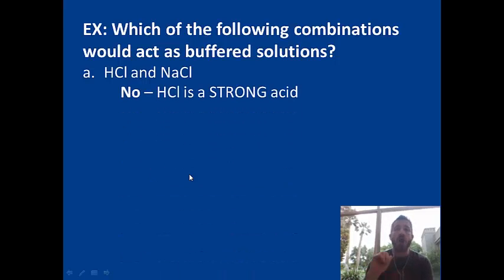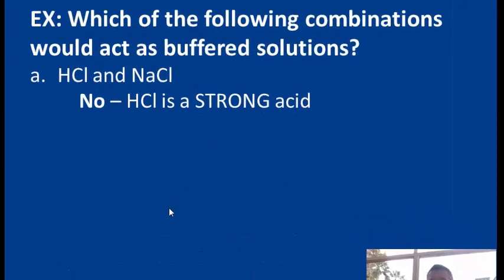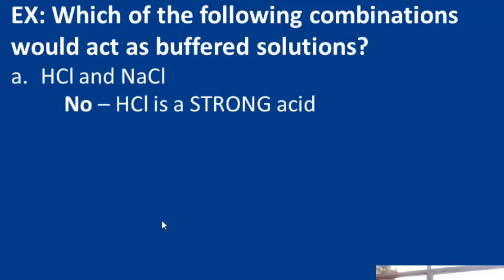Hopefully you said no. The reason that would not be is because HCl is a strong acid, and to be a buffered solution, you need a weak acid. So that is certainly not a buffered solution. So once again, you need to remember your list of strong acids, and remember all the other acids are weak.